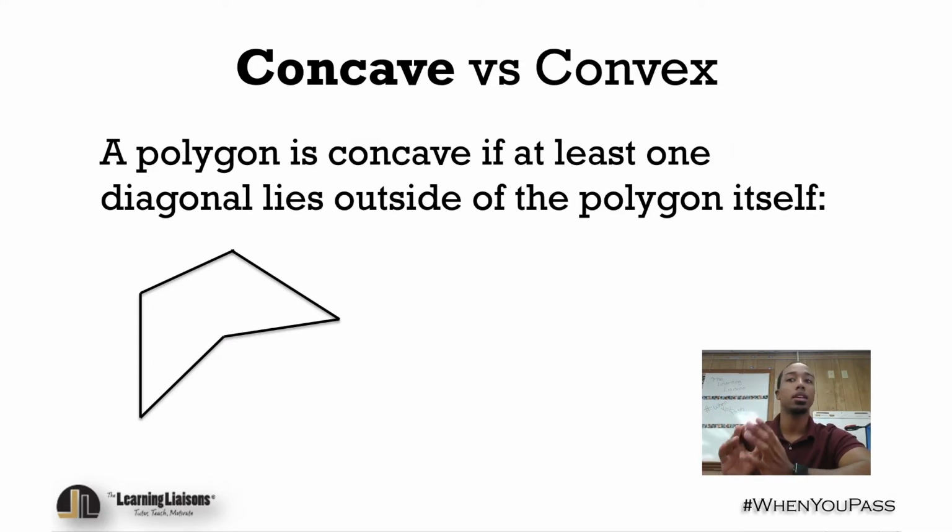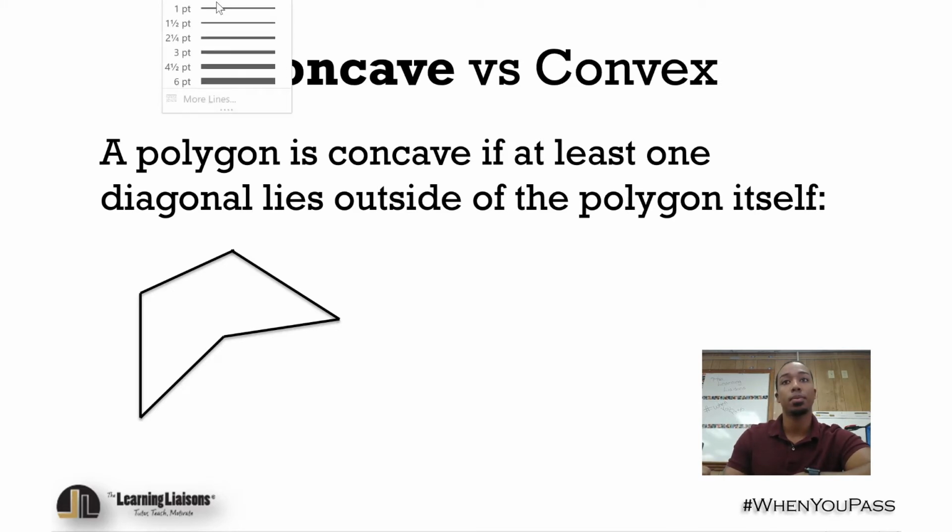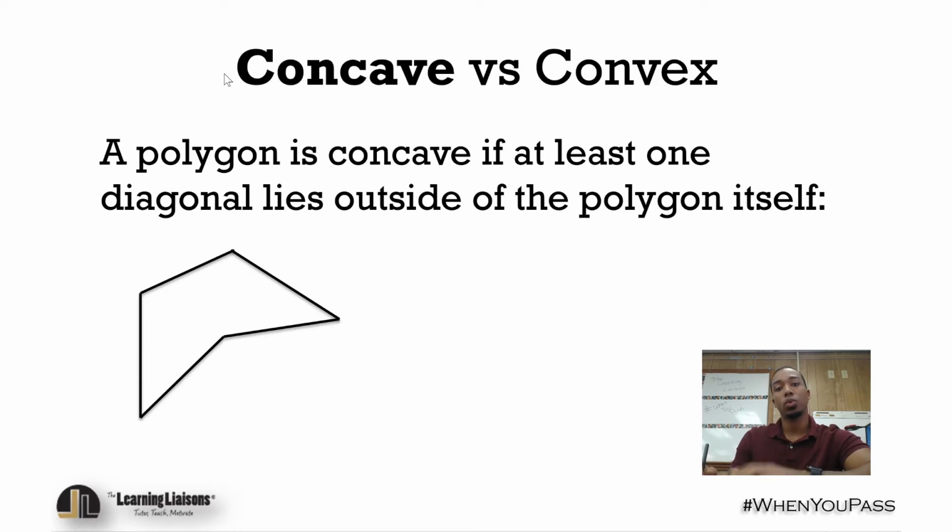So a polygon is concave if at least one diagonal lies outside of the polygon itself. The key word there is at least one diagonal. But before we get into this, we need to understand what a diagonal actually is. So let me work this out through example. A diagonal is the connection between two points on the polygon that are not next to each other. Because if they were next to each other, let's say from this vertex to this vertex, hey, guess what? That's the side.